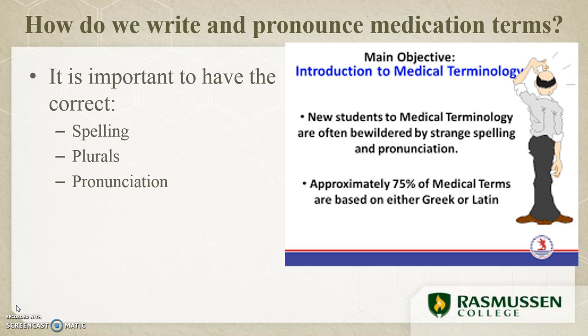Now, we need to know how to correctly spell medical terms, use the correct plurals, and how to pronounce them. Spelling with medical terminology is so important in any language, but especially in medical terms, because poor spelling reflects poor care and a lack of professionalism. But wrong spelling can also imply a completely different word altogether.